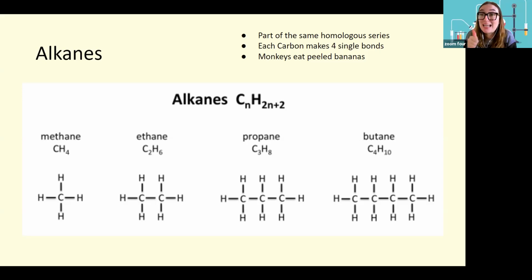So meth relates to any molecule that has 1 carbon in its chain. Eth is any molecule with 2 carbons in its chain. Prop, 3, and but, 4. After that, it kind of makes a bit more sense because it goes pent, hex, hept, so more like shapes, but we don't need to know those off by heart. It's just these 4 that we do. Now, the way to remember that is monkeys eat peeled bananas. Okay, that's a little thing to help you remember it. Monkeys eat peeled bananas. Methane, ethane, propane, butane.